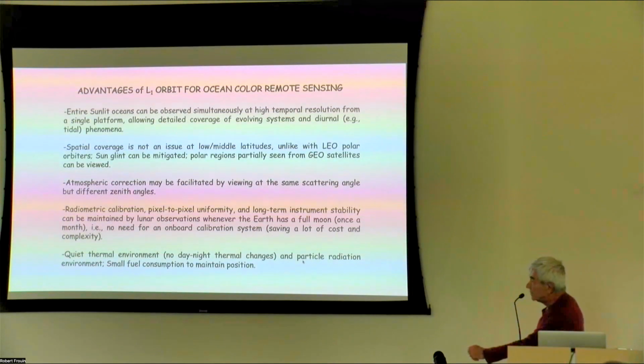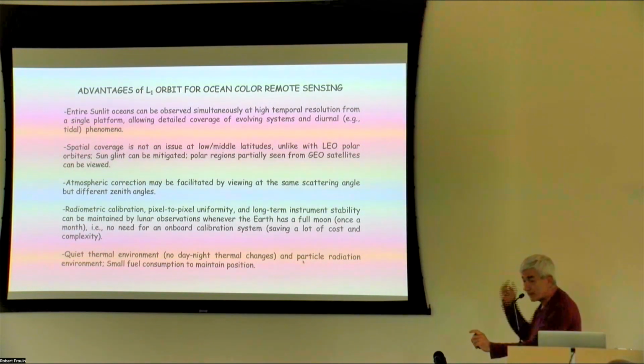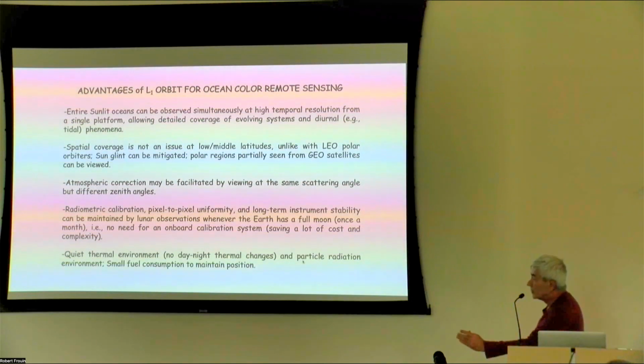Some other advantages are that the radiometric calibration, the stability, can be maintained by lunar observations when the Earth has a full moon, which is once a month. That means that you don't need an onboard calibration system. And an onboard calibration system complicates the instrument and it's costly. So you save money and you have something more simple.